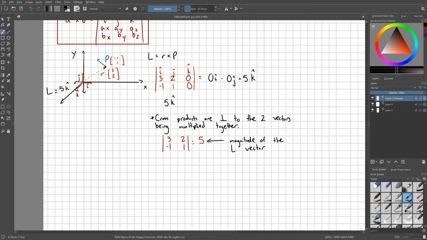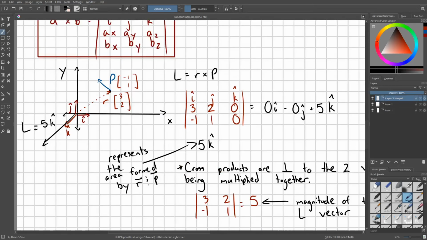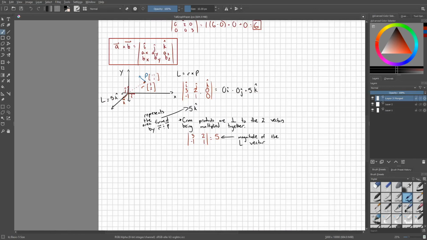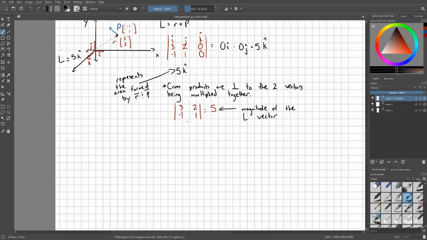The reason why I'm bringing this up is because, well, if we agreed that calculating this 2 by 2 determinant with these vectors gives us the area of this parallelogram, and it's the same as this coefficient on the K term, then can we agree that this represents the area formed by vectors r and p, right? That parallelogram that they span out, we can represent the magnitude of its area with this 5 term.